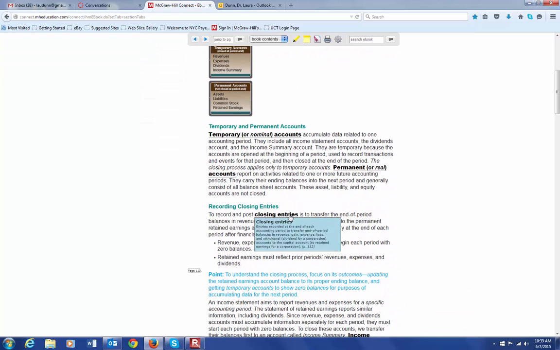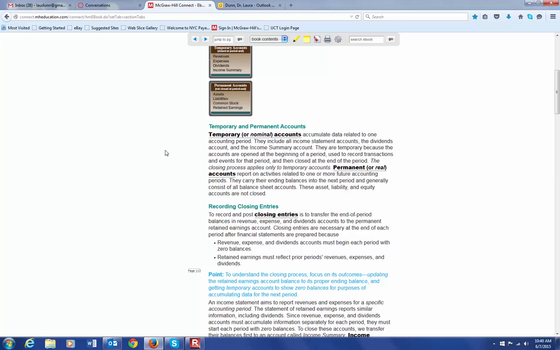So this is what we have to do to be able to close the accounting period. First of all, you have temporary accounts and you have permanent accounts. The temporary accounts are all the income statement accounts, the dividends account, and an account called income summary. They're considered temporary because they're opened at the beginning of a period and then closed at the end of the period. But then you have permanent accounts, and permanent accounts are never closed. They carry their balances into the next period. And generally speaking, those are all your balance sheet accounts. So your asset, liability, and equity accounts are not closed at the end of an accounting period.